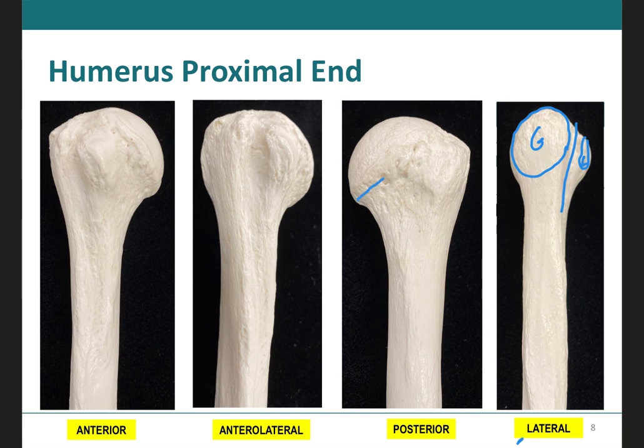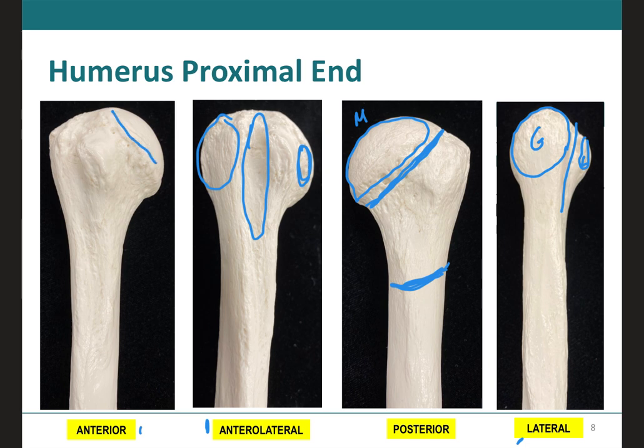On this posterior view, this would be the head that will be located medially and will articulate with the glenoid cavity of the scapula. Right over here would be your anatomical neck, and here would be your surgical neck. On this anterior lateral view, we can definitely see the intertubercular groove right over here. This would be your lesser tubercle, and all of this would be your greater tubercle. And on an anterior view, again, the head, the anatomical neck, the lesser tubercle, and the intertubercular groove. And right over here would be the greater tubercle.